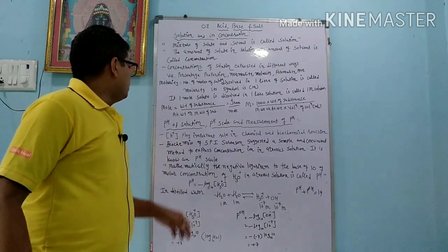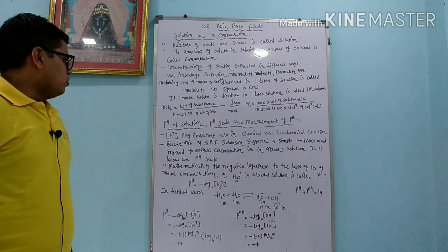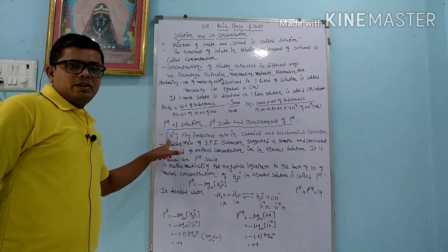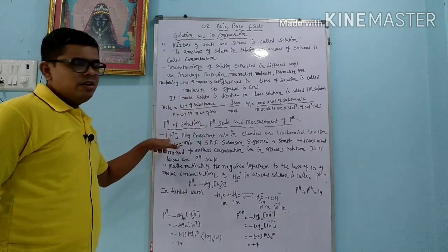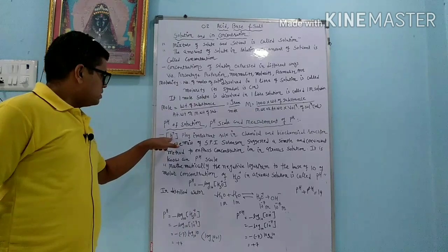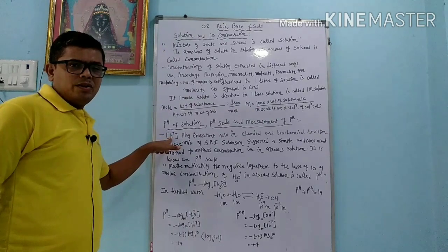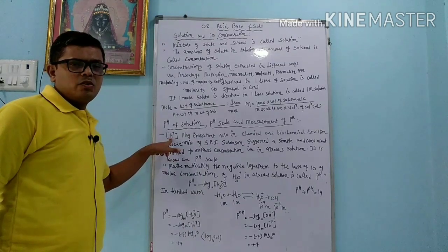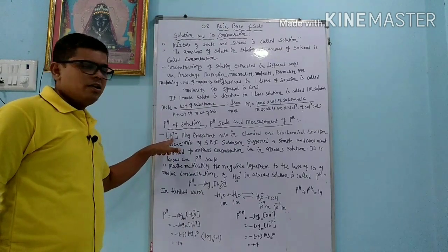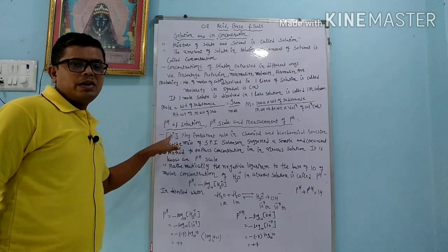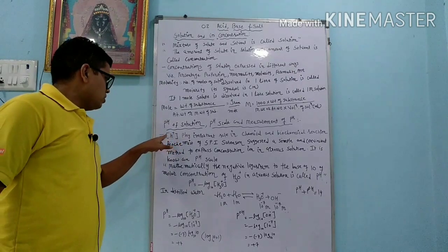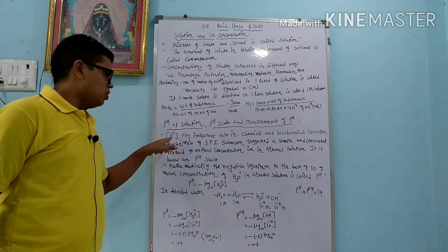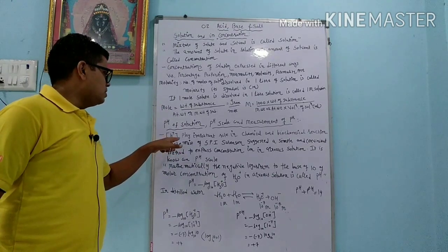pH of solution, pH scale and measurement of pH. The square bracket indicates the concentration in molarity. So why do we learn molarity here? That is the only reason: we are writing H plus, and H plus indicates acid here. According to Arrhenius theory we can write H plus, but according to the Bronsted-Lowry theory we have to write H3O plus ion, the hydronium ion. The square bracket indicates the concentration of acid in molarity.